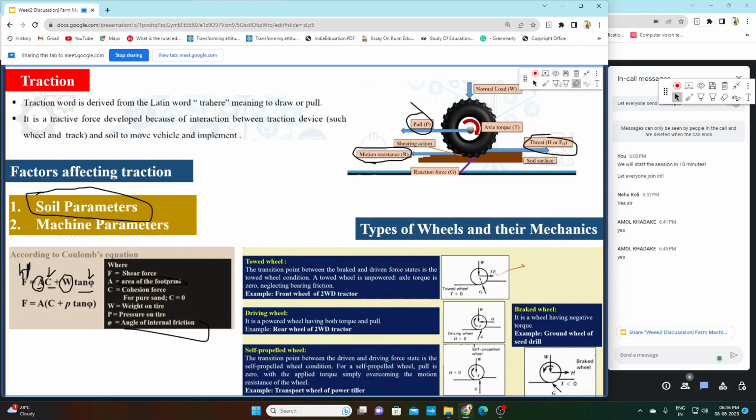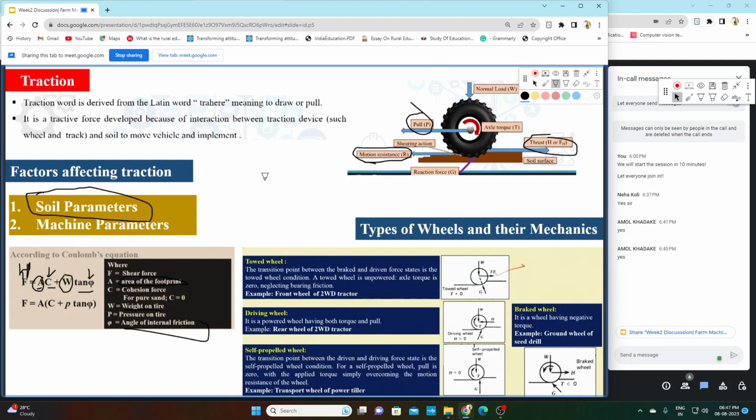Okay, so now we will be studying types of wheels and their mechanics. There are 4 types of wheels. One is towed wheel, second is driving wheel, third is self-propelled wheel, and fourth is braked wheel. So what is this towed wheel?